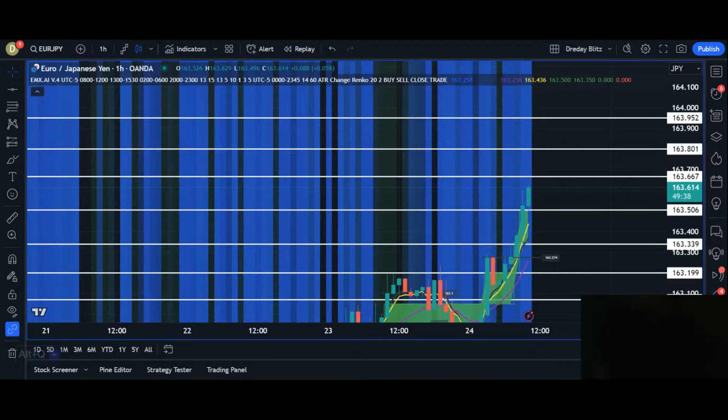So just focus on the pairs that you love to trade, the ones you're most comfortable with, and then just follow the steps, the rules, and you're going to be profitable.